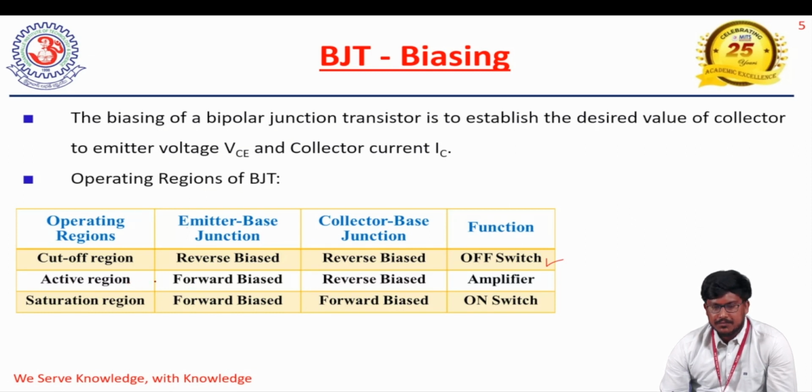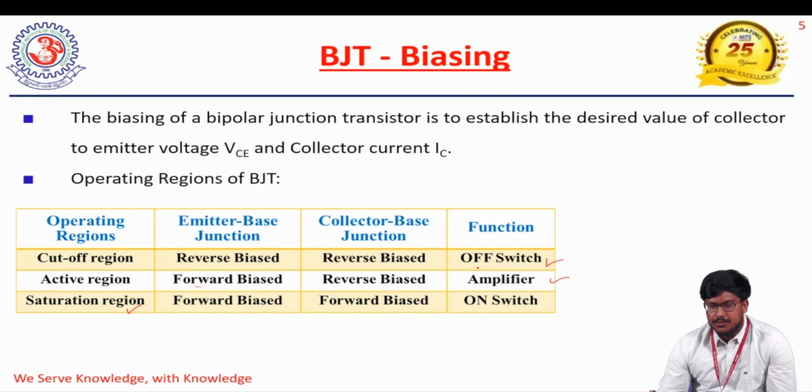While coming to the active region, the emitter to base junction is forward biased and the collector to base junction is reverse biased. In order to perform as an amplifier, we need to operate the transistor in the active region. So whenever the transistor operates in the active region, it works as an amplifier circuit, which means the magnitude of the output signal will be amplified with respect to the input signal. One more operating region we have is the saturation region. In saturation, the emitter to base junction is forward biased and the collector to base junction is also forward biased, and it acts as an on switch. So these are the different functions of the transistor in different operating regions. Based on the region in which it is operating, the function will be performed, and we need to choose the proper operating region to obtain these different functions.